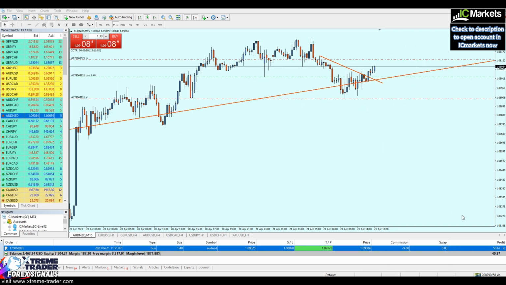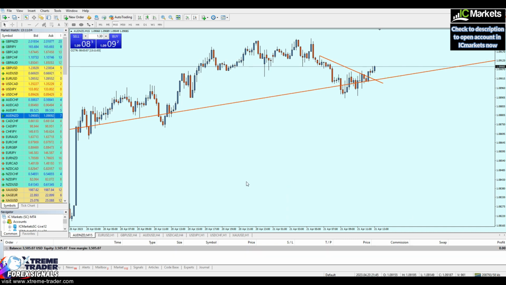Okay, guys, honestly, I need to close this trade right now. Let's get done with it. It has been long, actually more than an hour. And as you can see, the account is finally above $3,500. Of course, I will continue trading.